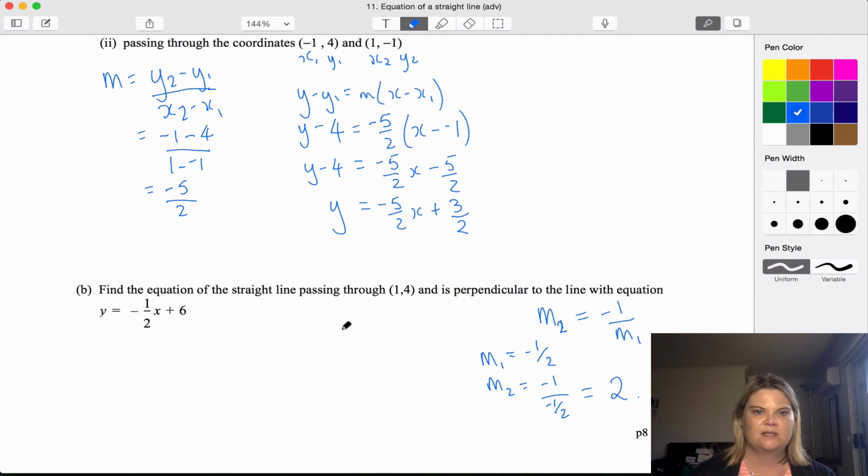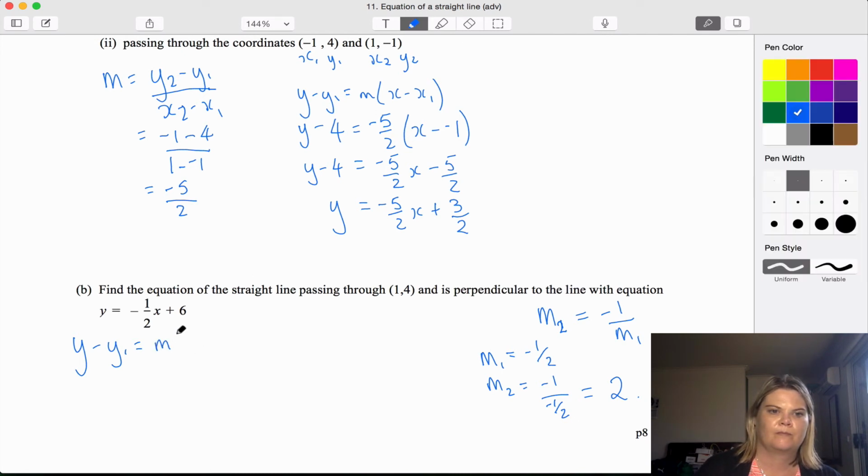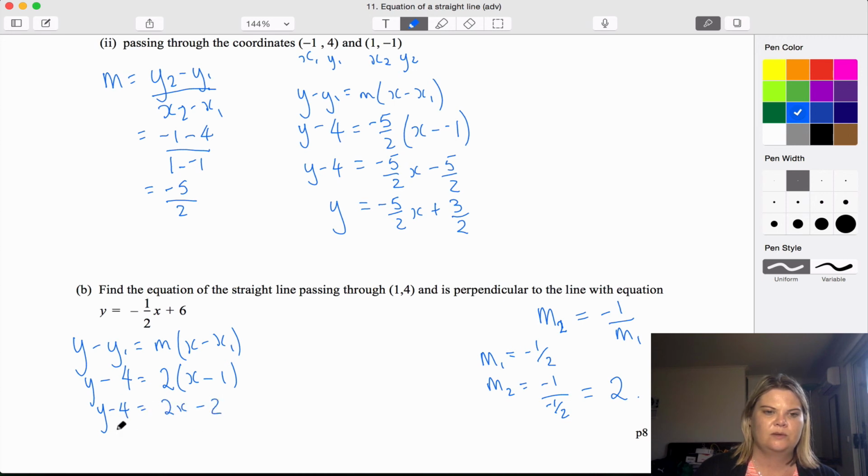So we've got a gradient and 1 point, so we can go straight on to y minus y1 equals m(x minus x1). y minus 4 equals 2(x minus 1). y minus 4 is 2x minus 2, y equals 2x minus 2 plus 4, plus 2.